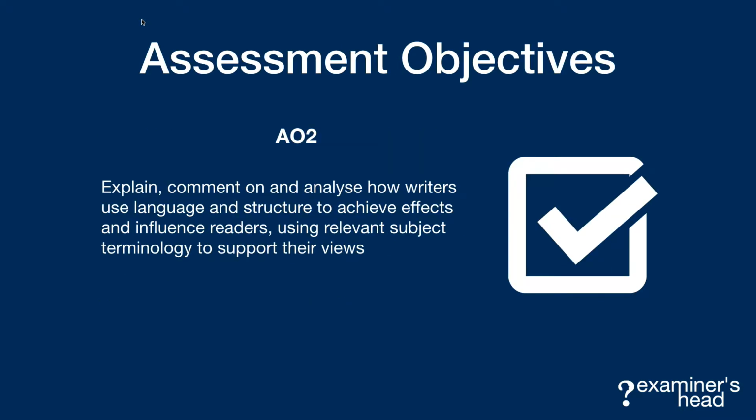So the assessment objective for question number 2 is AO2. Explain, comment on, analyse how writers use language and structure to achieve effects, and using that relevant subject terminology to support your view. So what is it specifically with assessment objective 2? You're moving on from the first question, which just really asks you to list stuff. And now you're going to have to actually comment on it and explain how the writer achieves the effects they do. It's language with question 2, so it's not a structure question. That will come on to with question 3. And then you need to use this correct subject terminology, which we'll come on to in a moment.